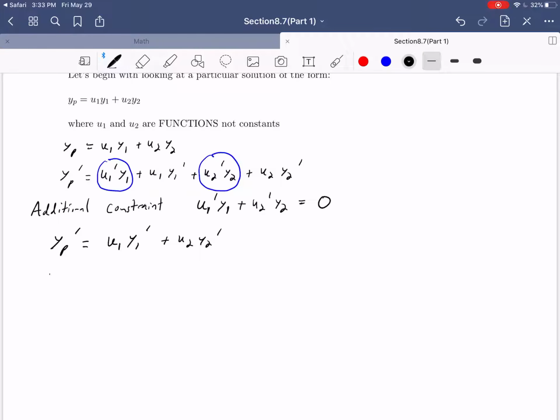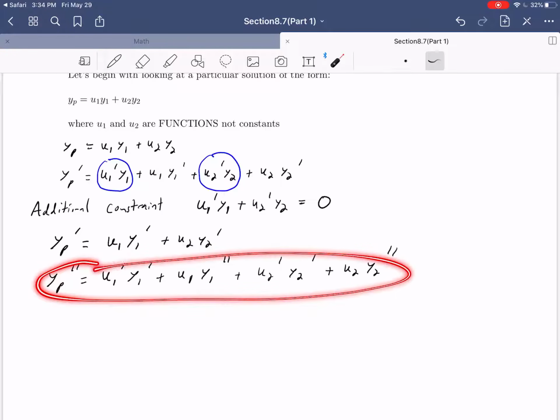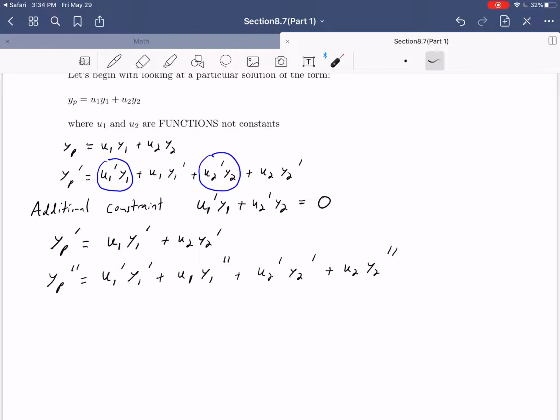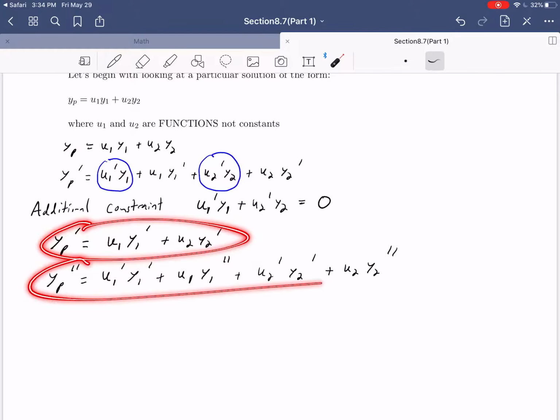Now we can go ahead and describe yp double prime. If we do this, we will need 2 product rules here, but it's not going to be too bad. It's going to be u1 prime, y1 prime, plus u1, y1 double prime, plus u2 prime, y2 prime, plus u2, y2 double prime. So there's an expression for yp double prime. All right, so now we have an expression for yp, yp prime, and yp double prime.